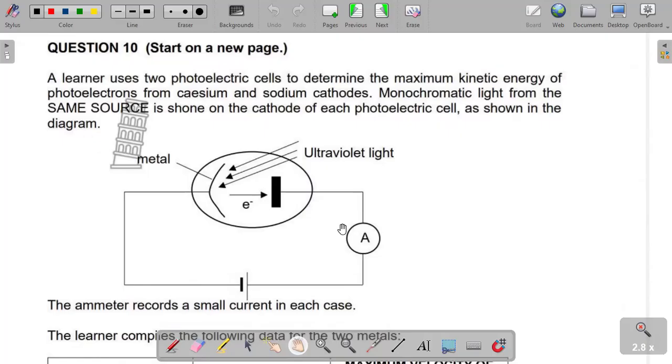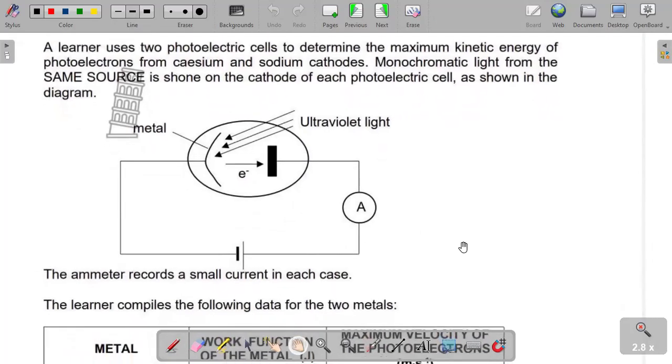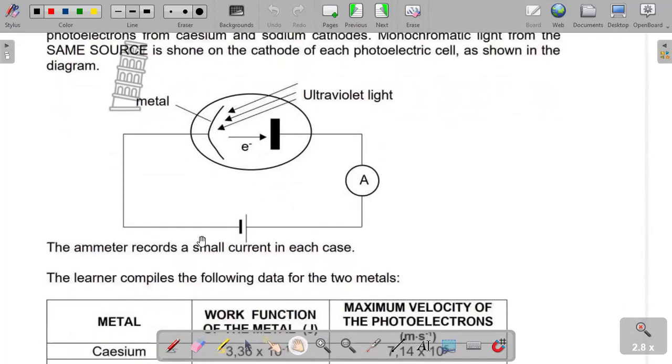Okay, so now, and then below the diagram, okay, so we have the diagram here. The metal is here, and then the electrons are ejected here, and they are ejected from the cathode to the anode. And so the ammeter records a small current in each case.